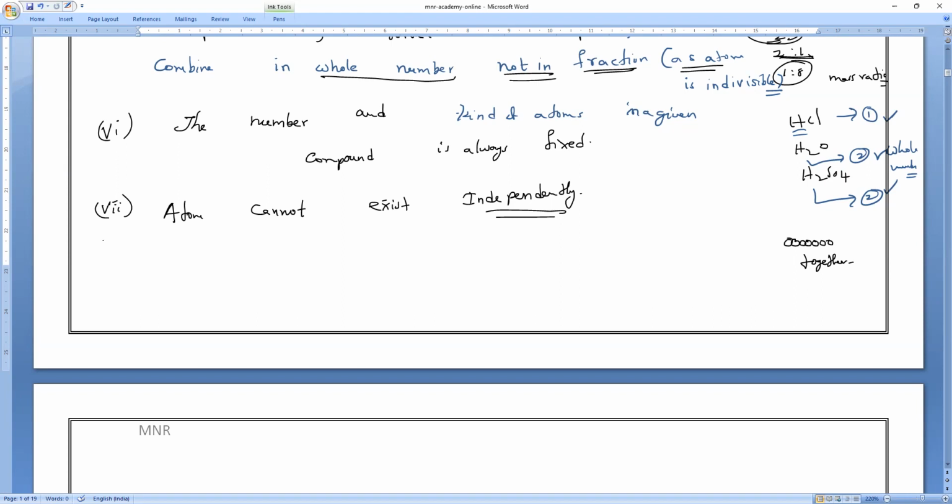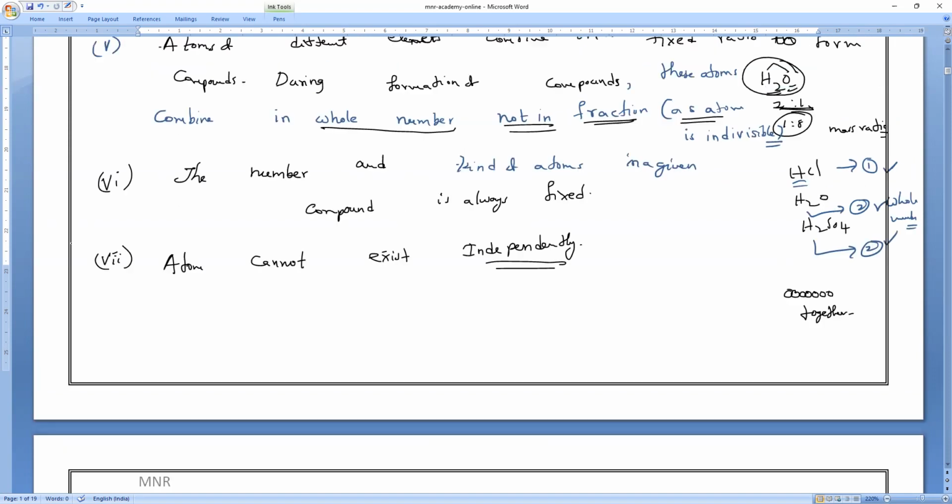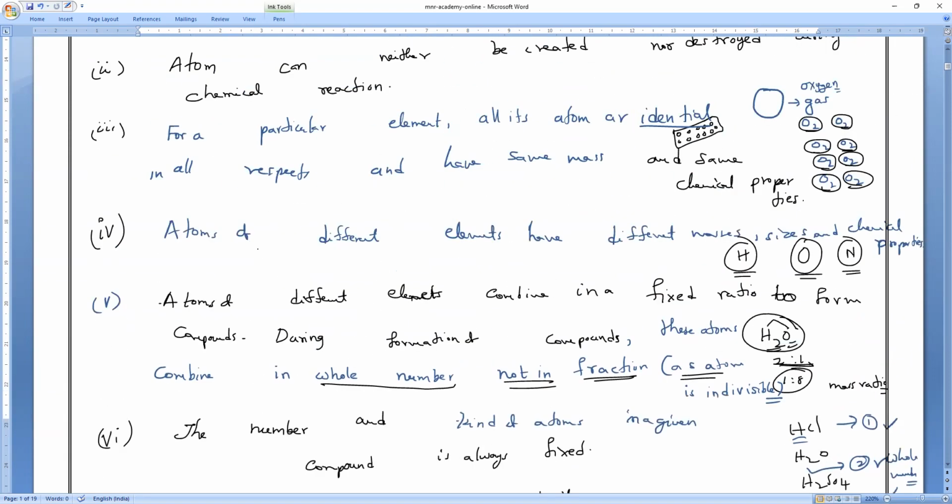In total there are 7 postulates. Now, how does Mr. Dalton explain the laws of chemical combination? That is what we are going to see. Among the 7 points, some are based upon the law of conservation of mass and the law of constant proportion. Can you tell me which postulate speaks about the law of conservation of mass, and which speaks about the law of constant proportion? Any one of you? The second one, sir. Yes, okay. The first one.